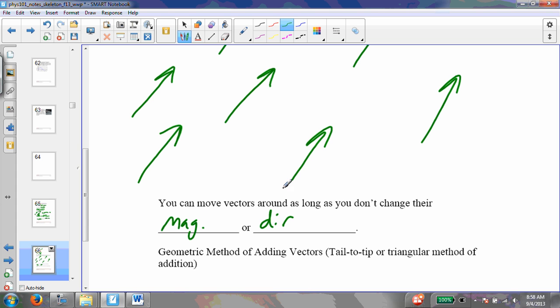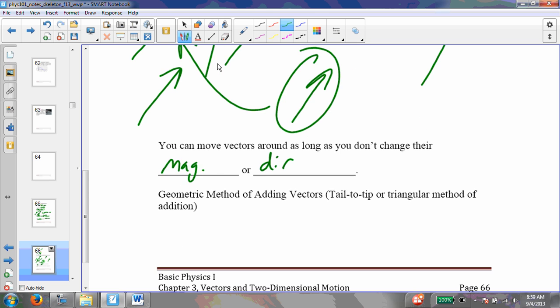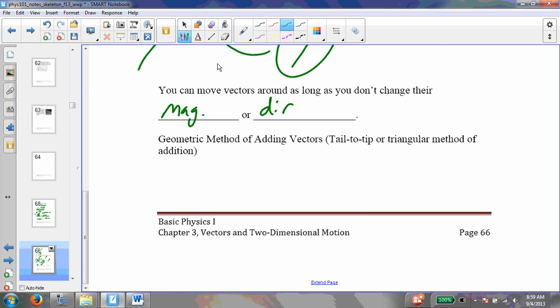And that's what we've done here. We've just taken, say, this vector, and we move it around to different places. And that doesn't change the vector, which is the way that we draw them. As long as we don't change the magnitude or direction, then we're okay. We're going to try some graphical methods of adding vectors. This is the geometric method of adding vectors. It's called the tail to tip, or the triangular method of addition.